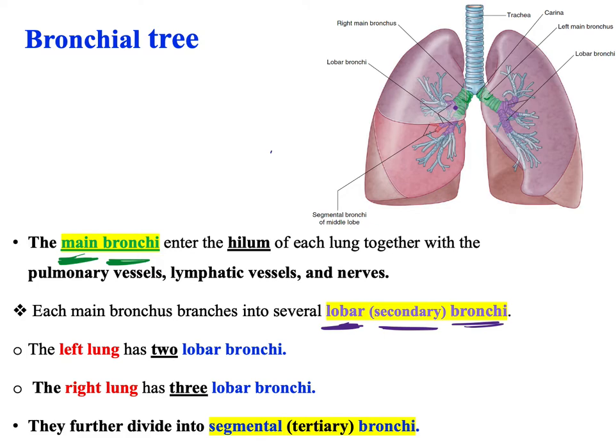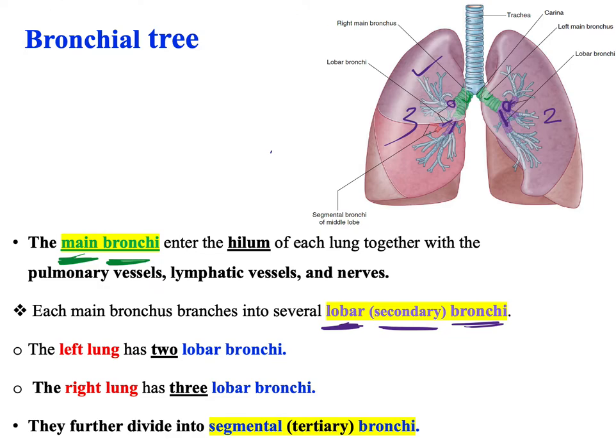So the main bronchi divided into lobar or secondary bronchi. And in the right, you will see here is one for the superior lobe, one to the middle and one to the inferior. But on the left, you will get one to the inferior and one to the superior. That, of course, divided later, because you have two lobes here, but here you have three lobes. Anyway, so this is the secondary bronchi.